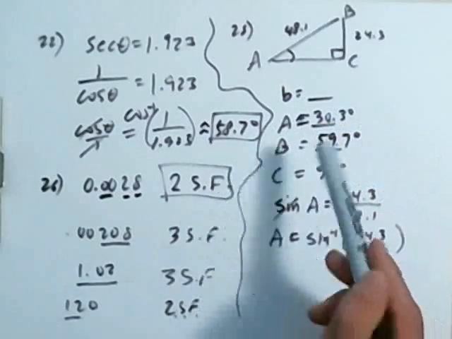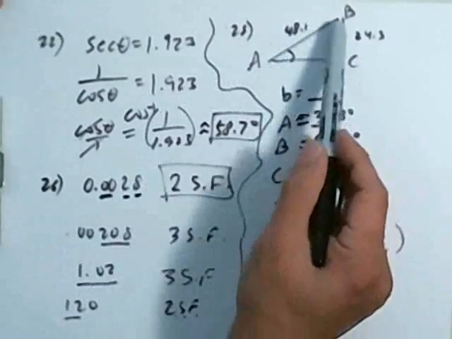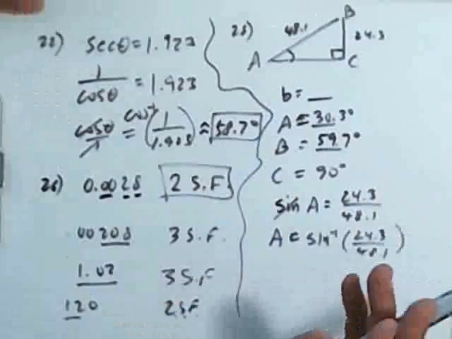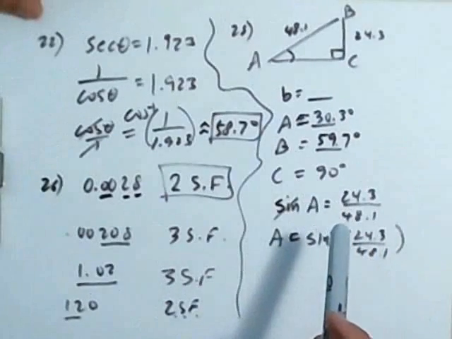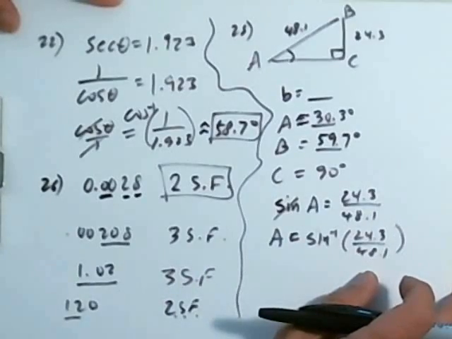So you don't have to use the trig functions if you want. We found out angle A, angle B, and you can find out little b using the Pythagorean theorem. A squared plus b squared equals c squared. Next problem. Oh, that was number 28.